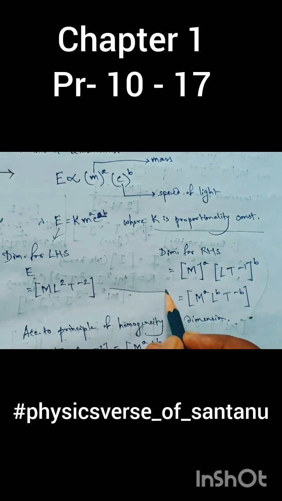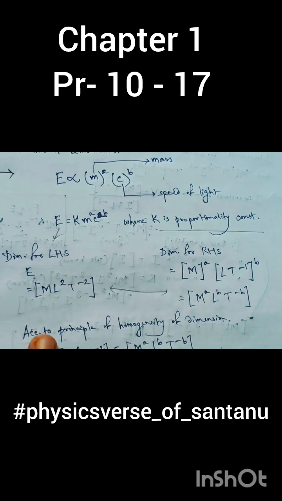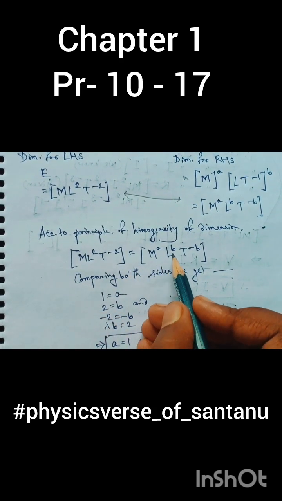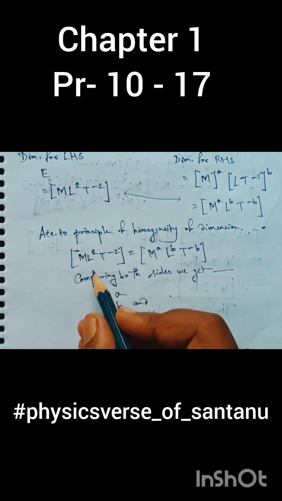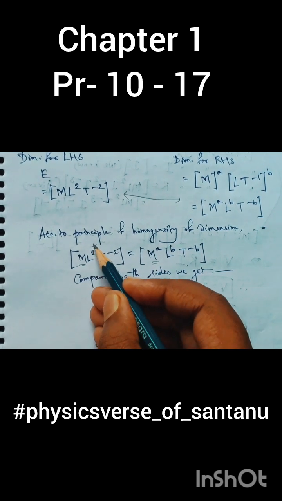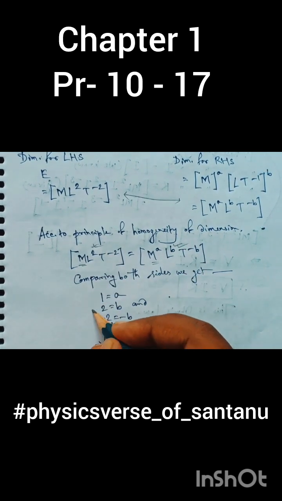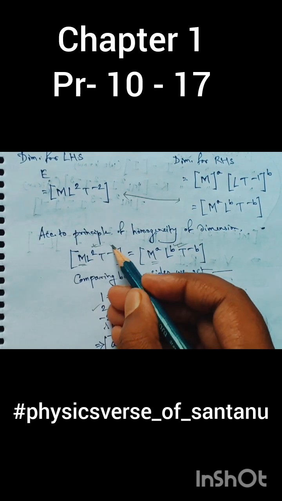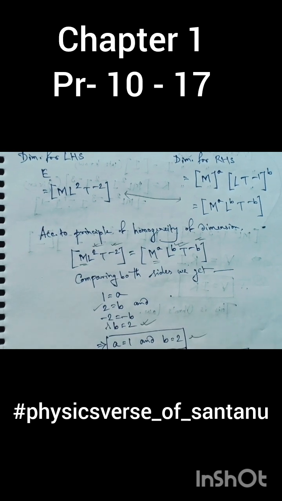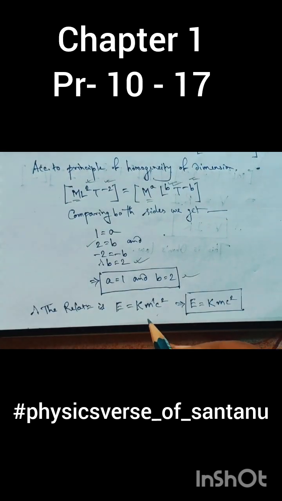Now we have to compare these two, LHS and RHS. According to the principle of homogeneity of dimension, M L² T to the power minus 2 is equal to M to the power a, L to the power b, T to the power minus b. Comparing both sides we get 1 is equal to a, 2 is equal to b, and minus 2 is equal to minus b, which is again b is equal to 2. Therefore a is equal to 1 and b is equal to 2. Therefore the relation is E is equal to k m to the power 1 c to the power 2, that is E is equal to k times m c squared.